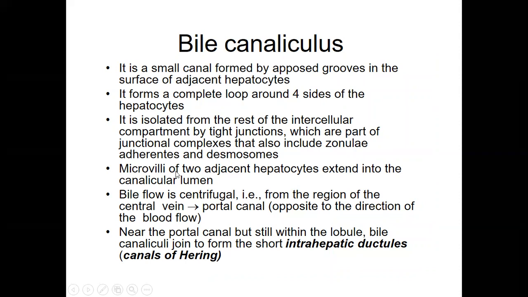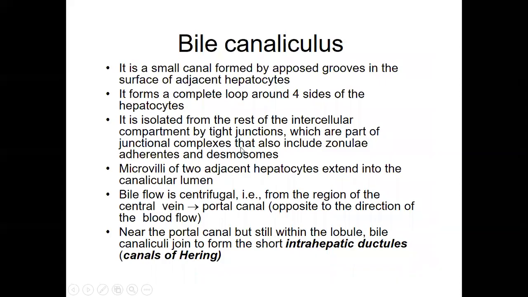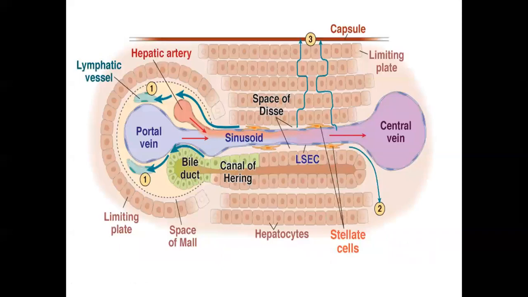The microvilli of two adjacent hepatocytes extend into the bile canaliculus lumen. You can see the microvilli from the two adjacent hepatocytes that project into the canaliculi. The bulk flow is centrifugal, from the region of the central vein toward the portal canal, opposite the direction of the blood flow that I showed you just now.